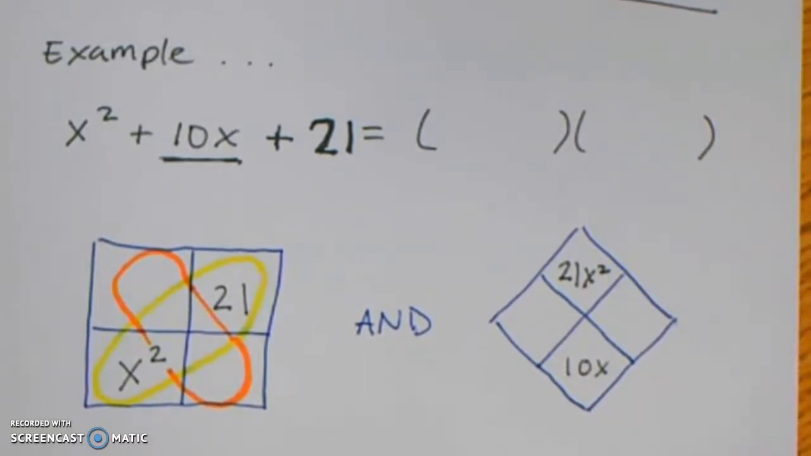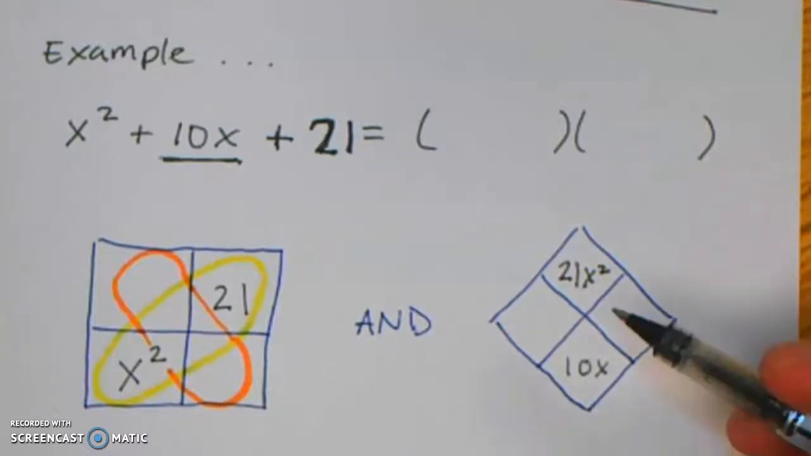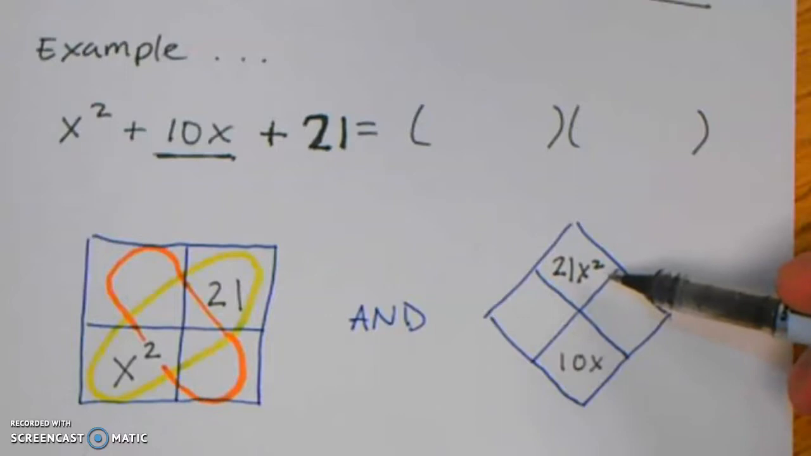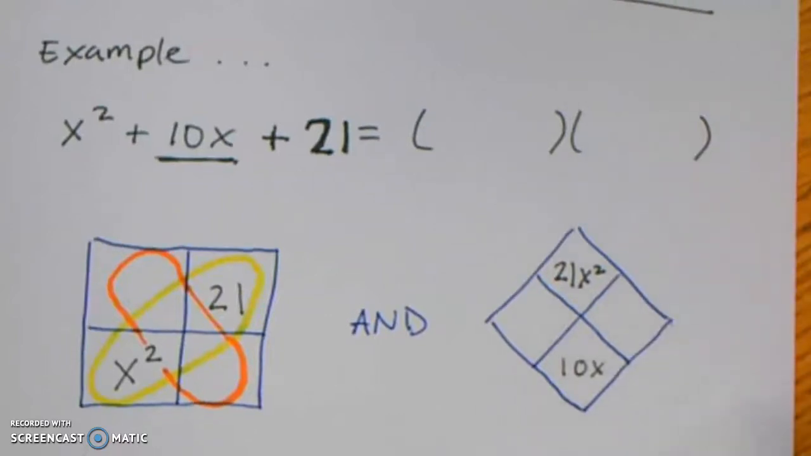Okay, so here we go. I've got to think, what two numbers can I multiply together to give me 21x squared, but when I add them together, I get 10x? So pause the video and complete the diamond problem.